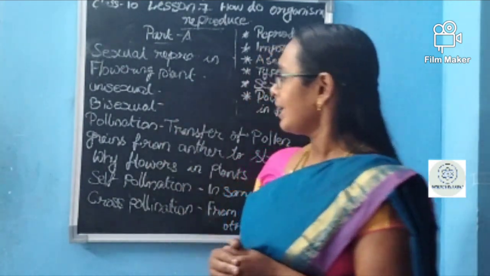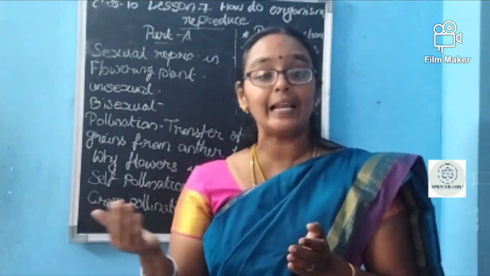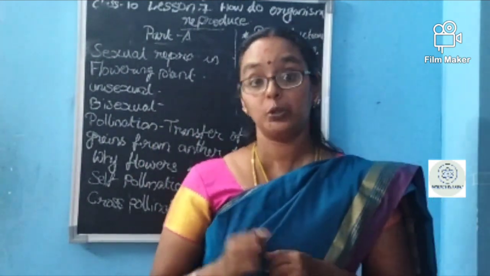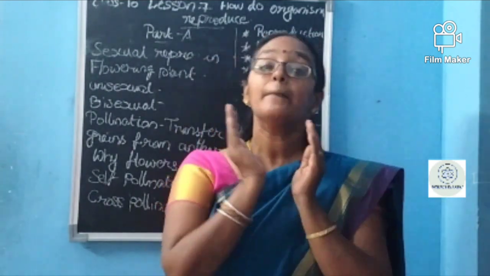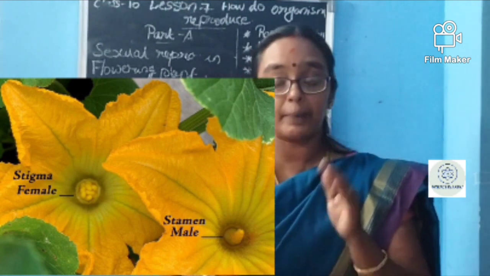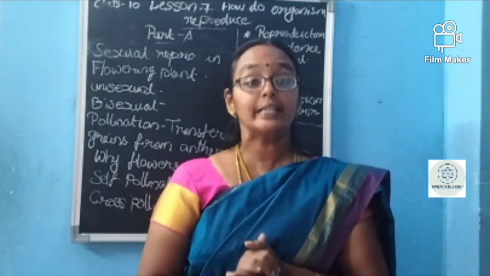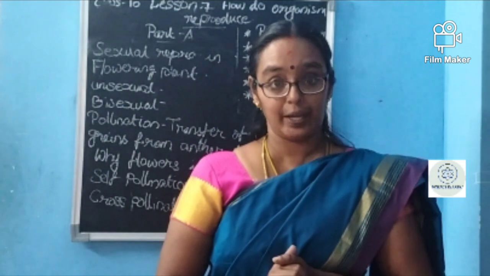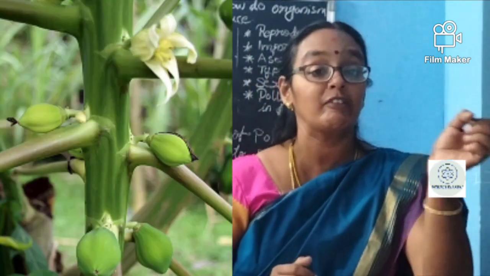Okay. Then, as I told you, the flowers will have male as well as female gametes. We divide the flowers into two: unisexual flowers and bisexual flowers. There are some flowers which will have only the male gamete, or only the female gamete. Some flowers will have only male gametes and some flowers will have only female gametes. They are called unisexual flowers. It will be seen in the case of papaya.